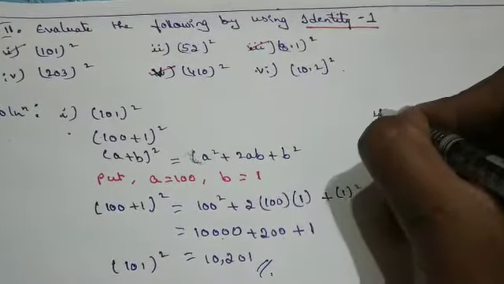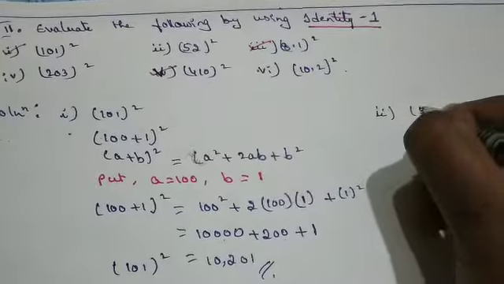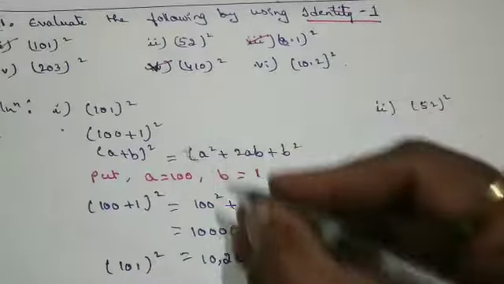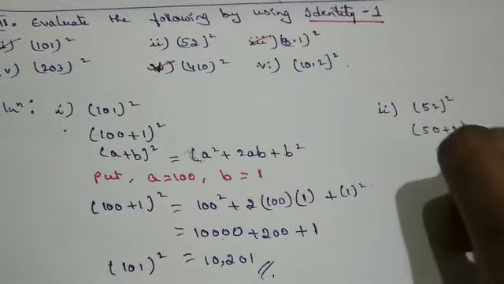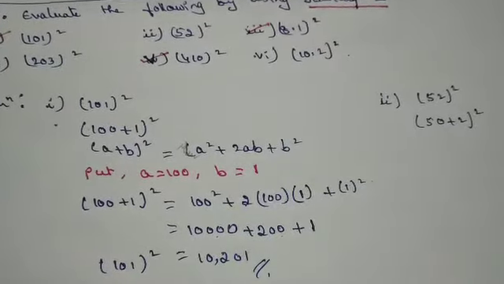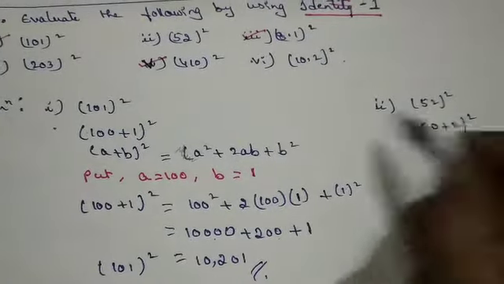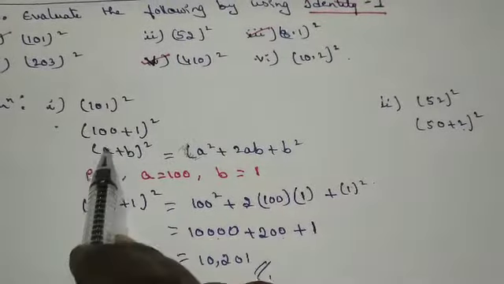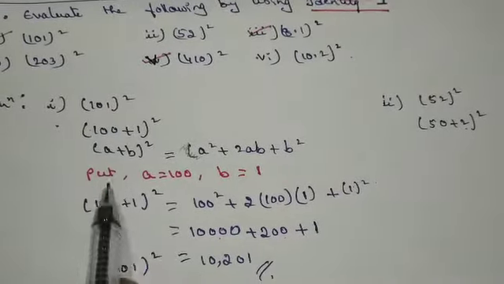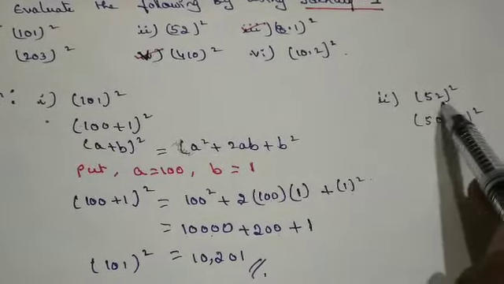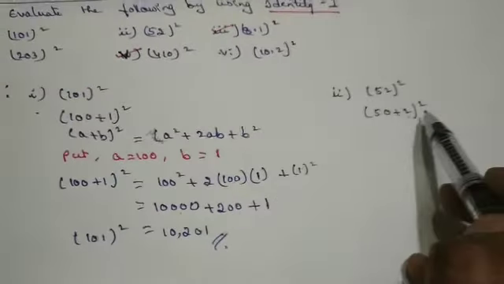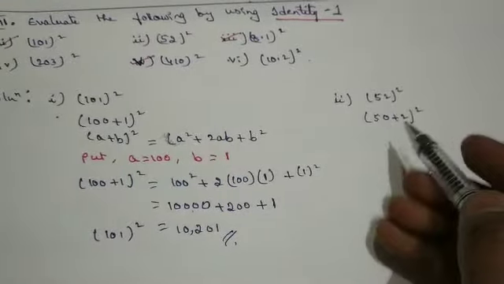Second one, I'll give a clue. How can we expand 52 square? But solving you have to do it. 52 can be written as 50 plus 2 whole square, nearest to the tens place. Here a 3-digit number was there, so nearest to 3-digit number. Here 52, tens place, so nearest to tens place is 50, so 50 plus 2 whole square. Okay, remaining part you do it, children.